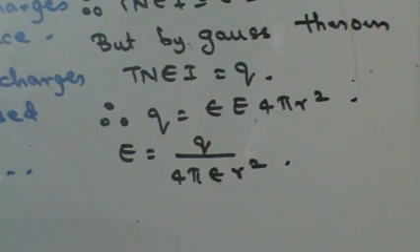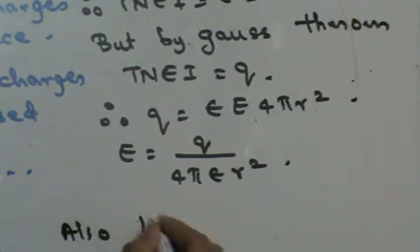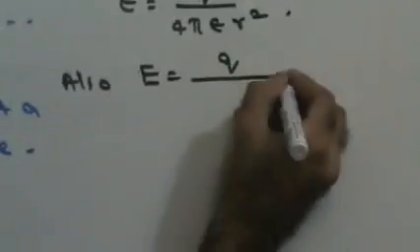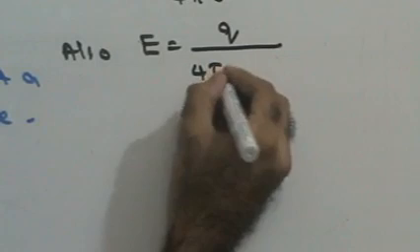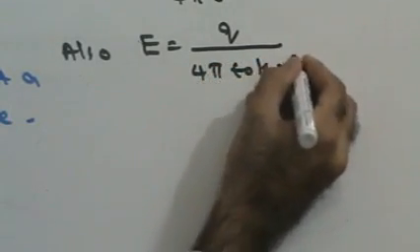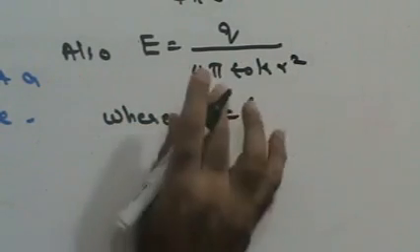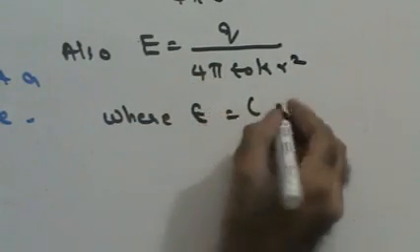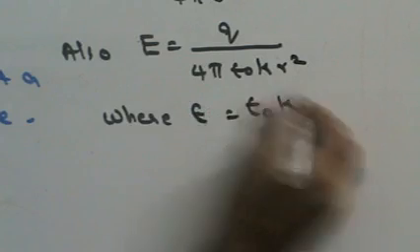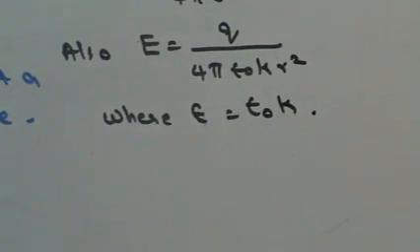You could also write this way: E can also be written as Q upon 4 pi epsilon 0 k r square, where epsilon is equal to epsilon 0 k. The permittivity of the medium is the permittivity of free space times the dielectric constant k. So that is going to be your electric intensity outside a charged conducting sphere.